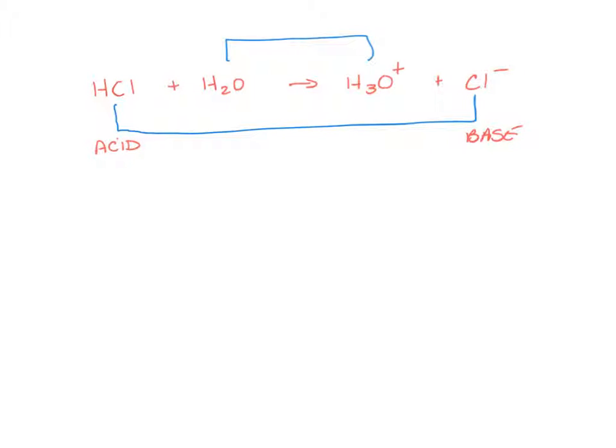And then when we look at the other two, I'll change the color to green, this one and this one differ by only one hydrogen. Which one is the acid? The acid is going to be the one with one more hydrogen, and this one's going to be the base. Those are called conjugate acid-base pairs.